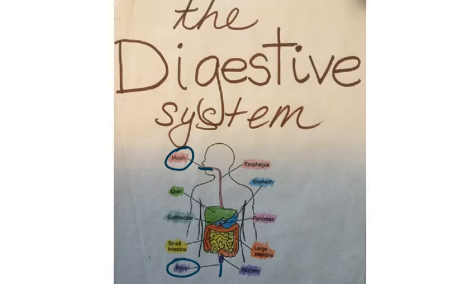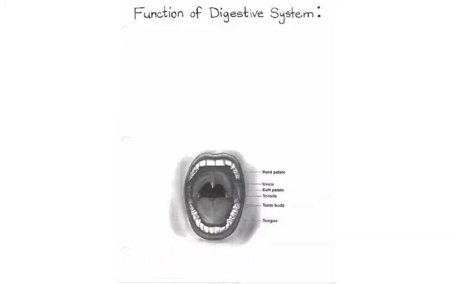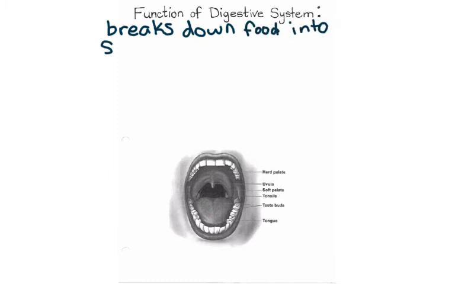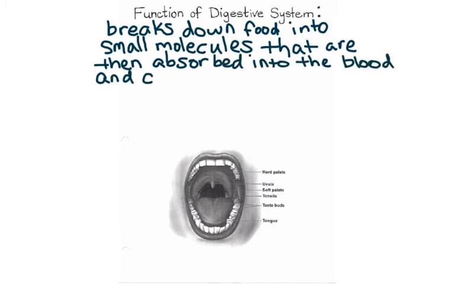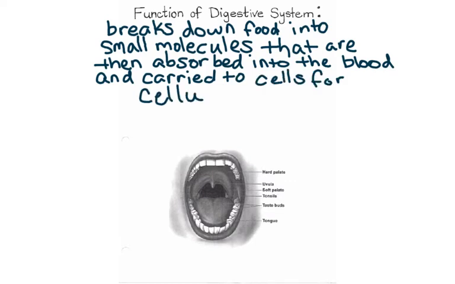So, let's look at the function of the digestive system. The function of the digestive system is to break down food into smaller molecules that are absorbed into the blood, and they carry nutrients to the cells for cellular respiration. Now, cellular respiration is coming up again because cellular respiration is a big and important concept.